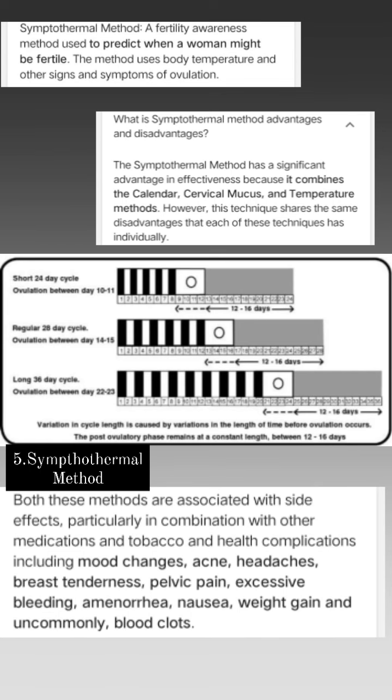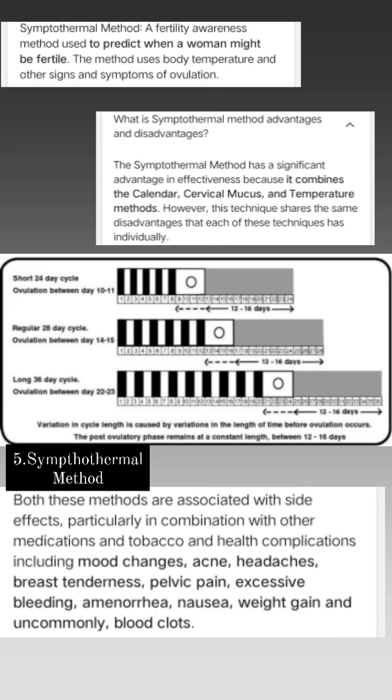Symptothermal method. Symptothermal method, a fertility awareness method used to predict when a woman might be fertile. The method uses body temperature and other signs as symptoms of ovulation. The advantages and disadvantages of symptothermal method. A significant advantage is in effectiveness because it combines the calendar, cervical mucus, and temperature methods. However, these techniques share the same advantages that each of these techniques has individually.